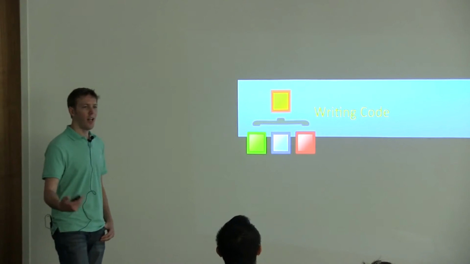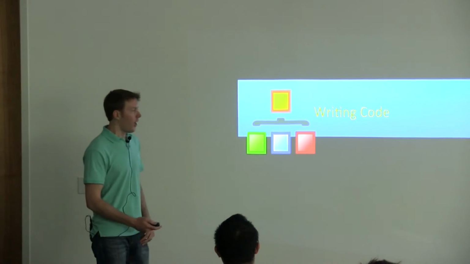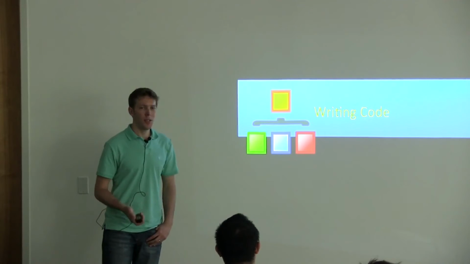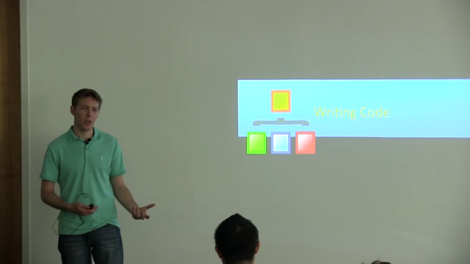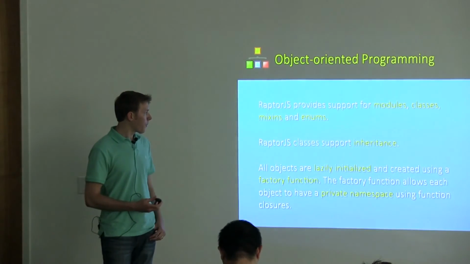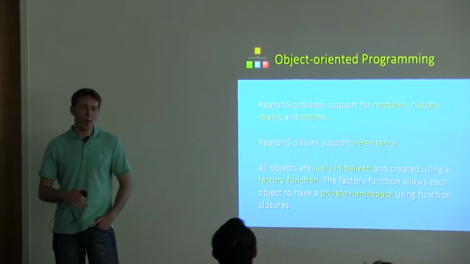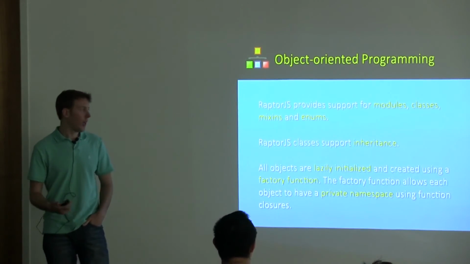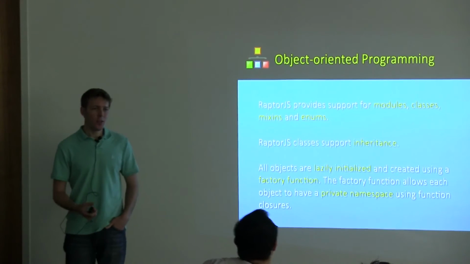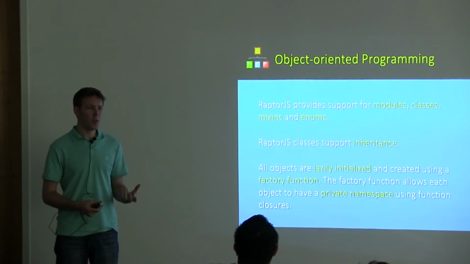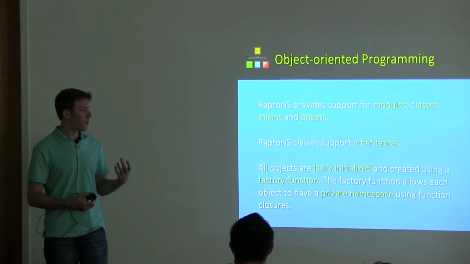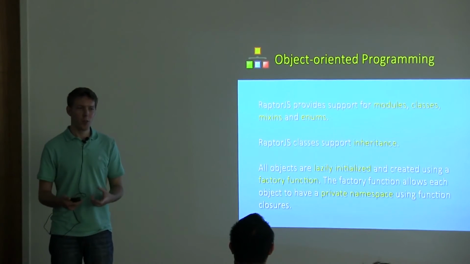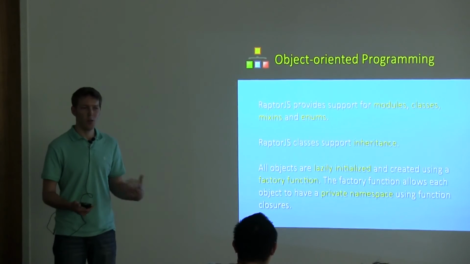So now we're going to talk about how you write your code. Writing code has a big influence on both code maintenance, but also just how you can deliver your code. So at its core, RaptorJS has support for modules, classes, mixins, and enums. And so the typical definition of a module is that it is basically an object that has certain properties that are exposed to the outside world.